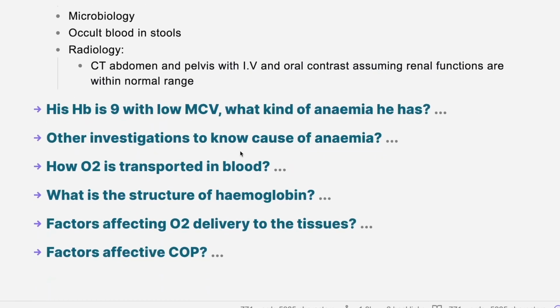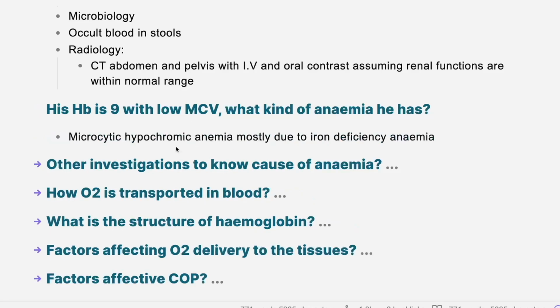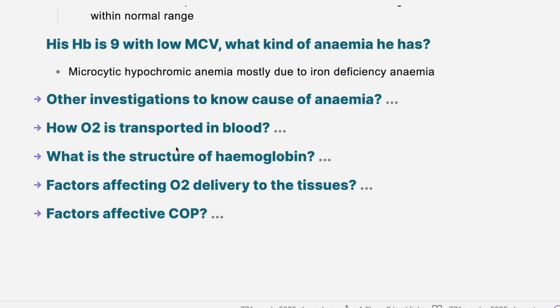The patient had hemoglobin of 9 and low MCV. The type of anemia this is, is microcytic hypochromic anemia. Other investigations to know the cause of the anemia, we can do an iron profile. We can also do vitamin B12 and folate as well.